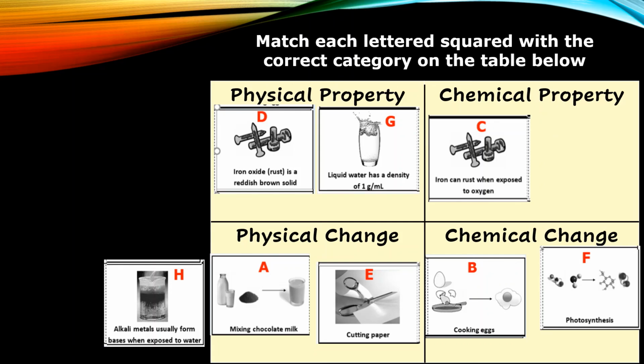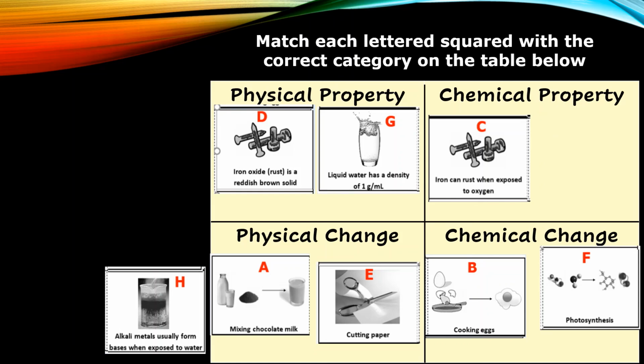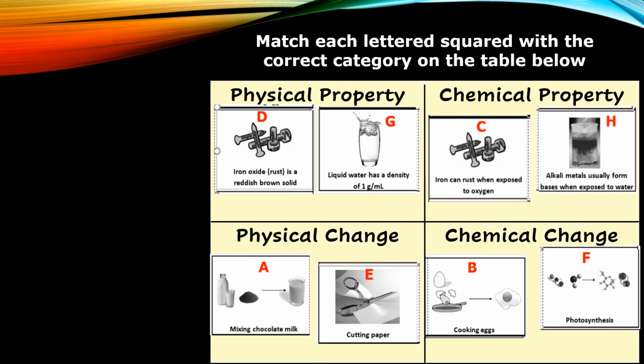And then H, alkali metals usually form bases when exposed to water. That's describing how metals will react in the presence of water. That's going to be a chemical property.